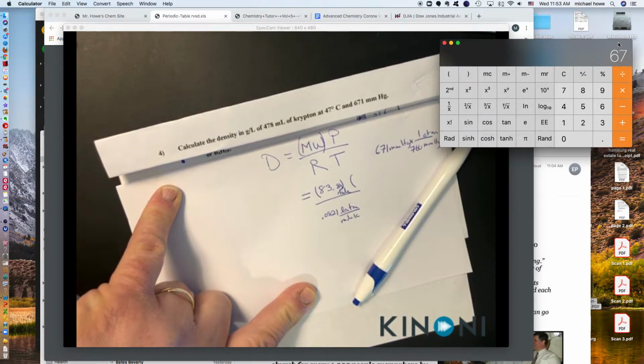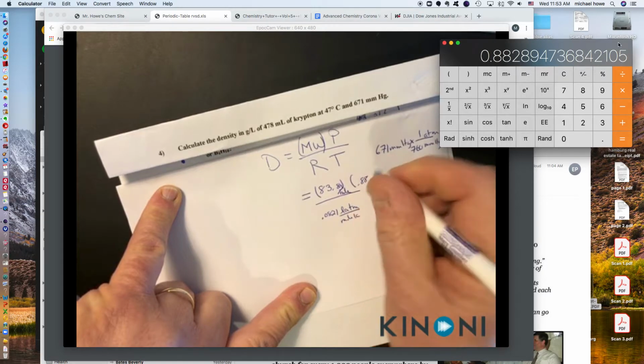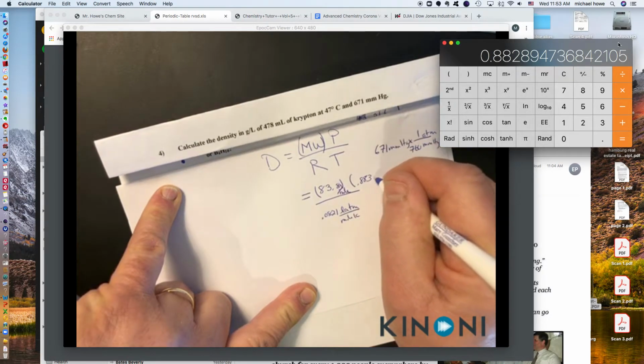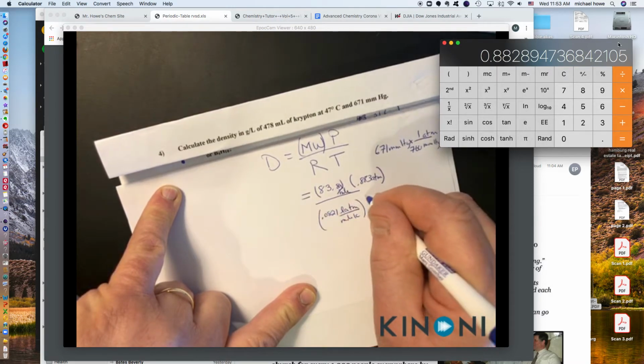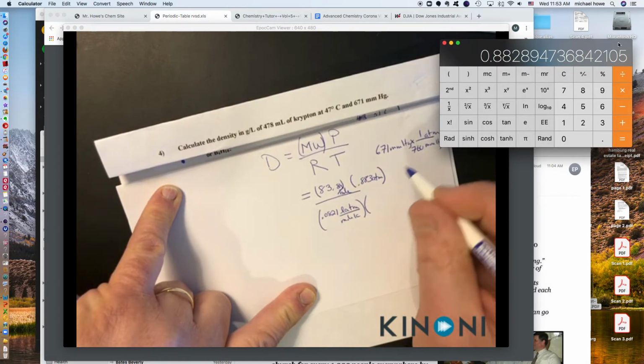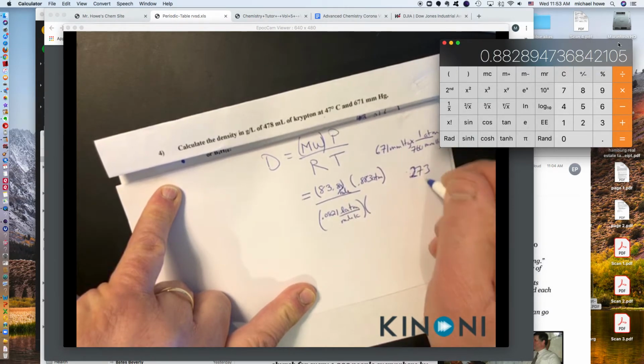So then we come to our calculator. 671 divided by 760 is 0.88 atmospheres. I'll call it 0.883 atmospheres. Okay, the temperature has to be in Kelvin, and the temperature is 47 C, so 273 added to the 47 is 320.